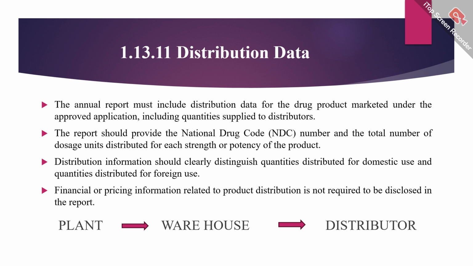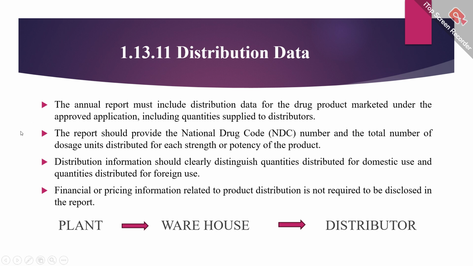Next, distribution data. This is the major part. Whenever we have commercialization of the product, then only we have to mention all the changes to the drug product, any formulation change, anything. Whenever we have commercial distribution, then only. If you ask me what is the important section of the annual report, I will definitely say distribution. If there is distribution, then only changes will occur, and then only we have to report it to the FDA.